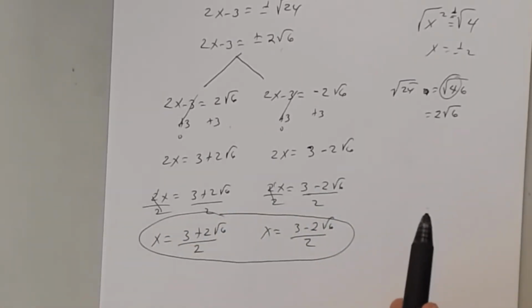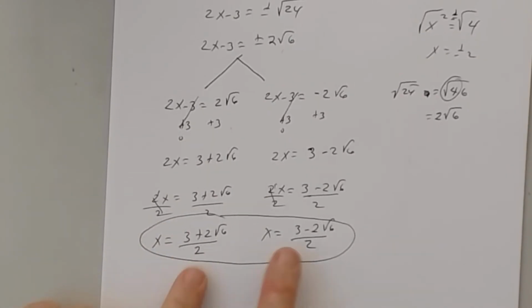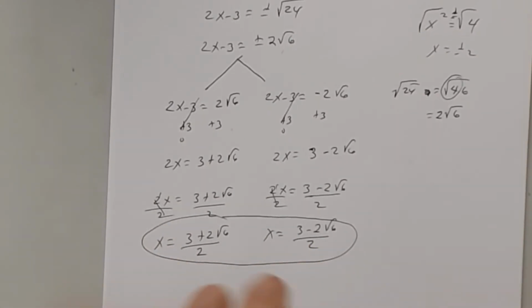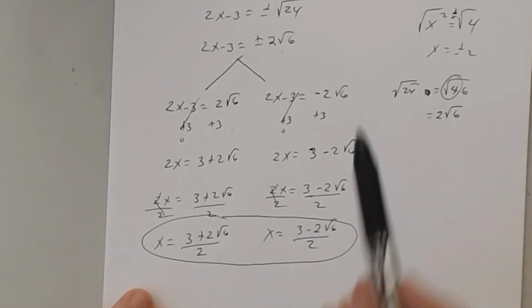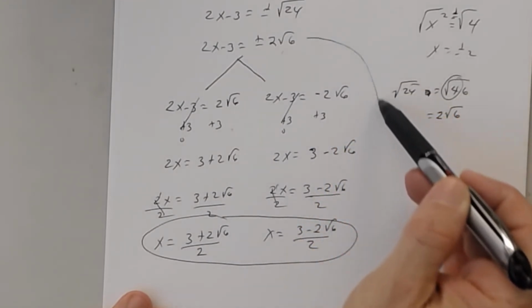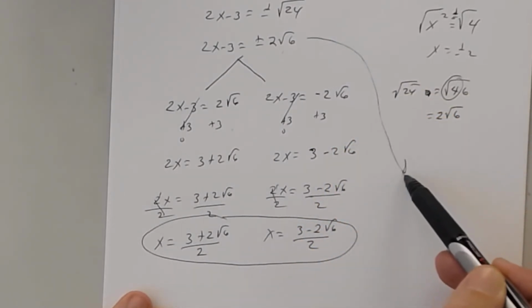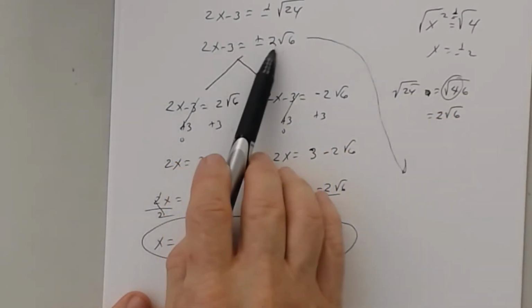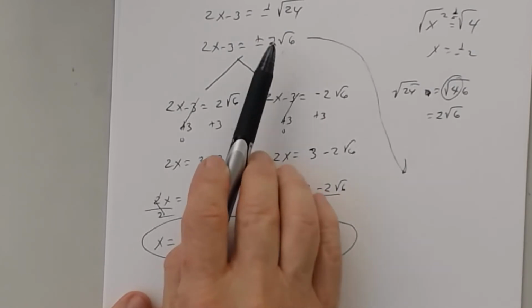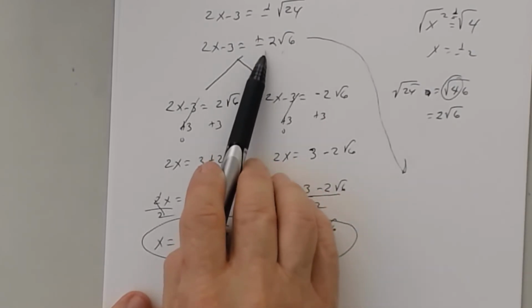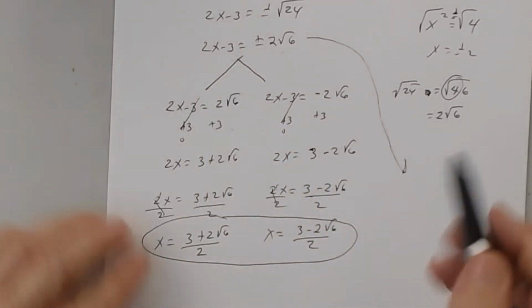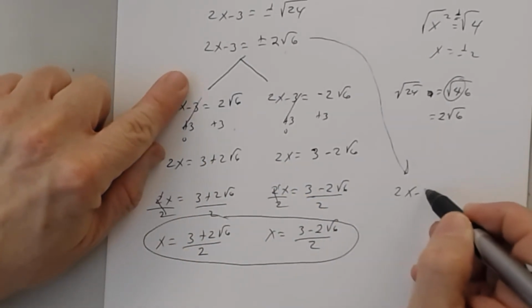Now, in my math lab, this is how you would have to write it. You have to write it as separate solutions with a comma between them. But the other way you could have written your answer is this way. So again, this is rational or irrational? Irrational. So leave it as plus or minus 2 square root of 6. So in other words, I'm saying this.